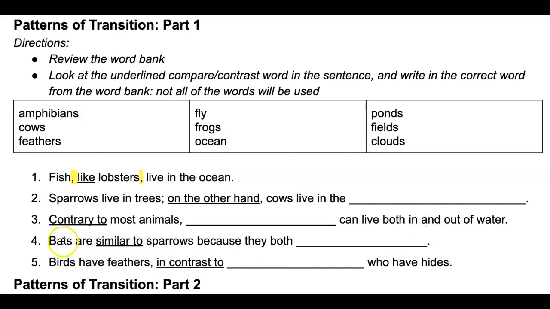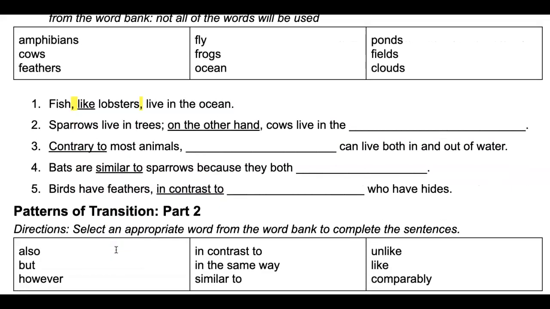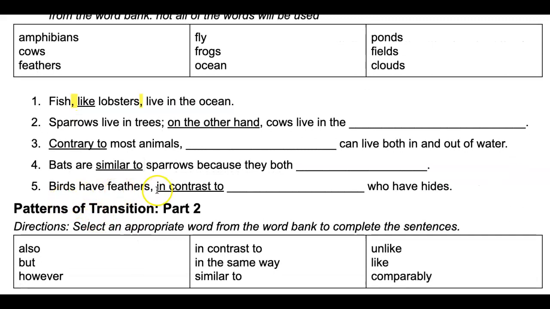Down here is another sentence structure that I'd like you to see. Bats are similar to sparrows, because you can notice there is no extra comma. So if you do a comparing sentence, this is what it could look like. And the last one says, birds have feathers, comma, in contrast to blank who have hides. So complete the blanks, circle any punctuation so that when you go to write your sentences later, you'll remember how to punctuate them accurately.